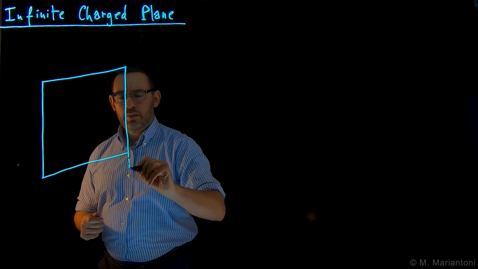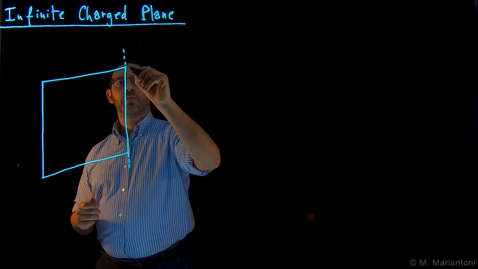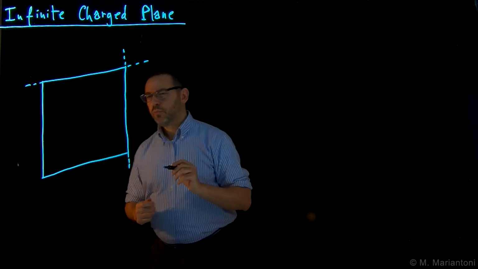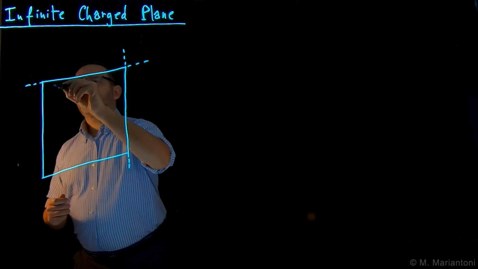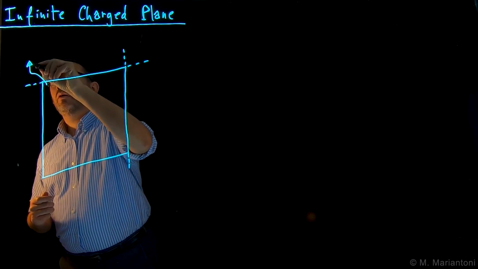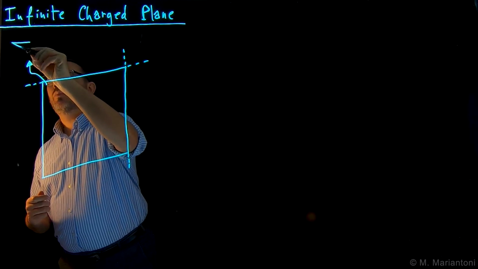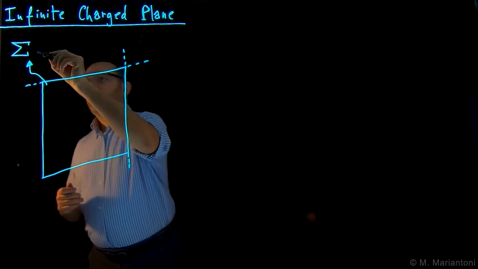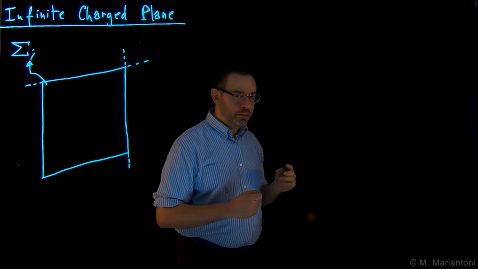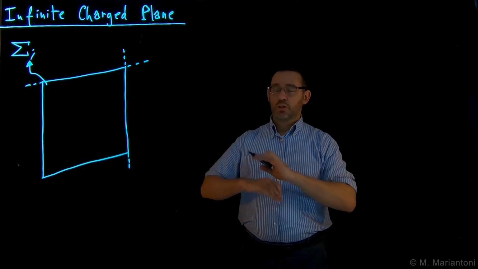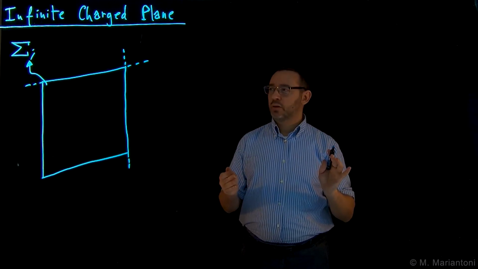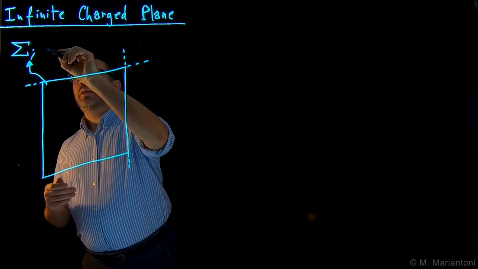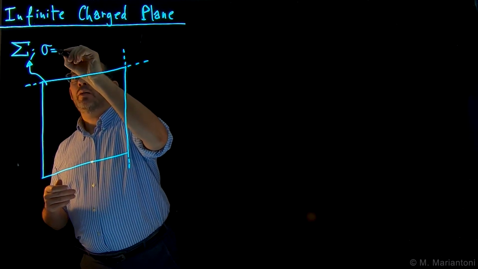And this again stretches all the way to infinity. So these dashed lines, that's what they mean. So let us call this plane capital sigma. As always, it is a surface, so we call it capital sigma. And let's hypothesize that the charge distribution, which is a continuous surface charge distribution in this case, is uniform. That is, the surface charge density sigma is constant.